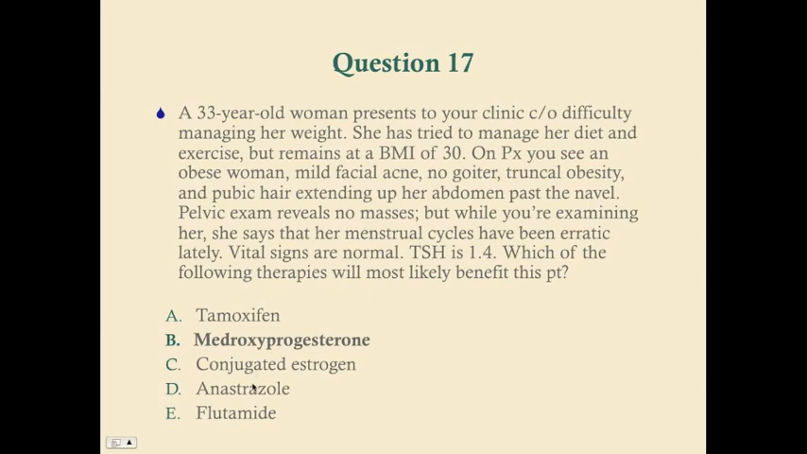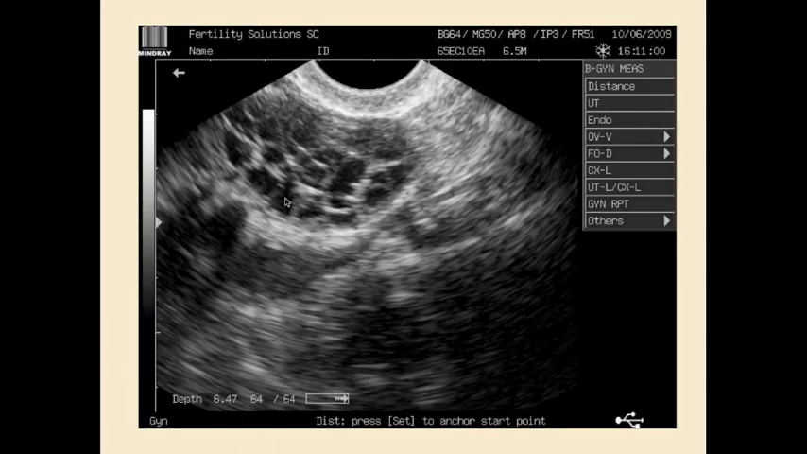What do we use in polycystic ovarian syndrome? The two best drugs are medroxyprogesterone or ethinyl estradiol. So the rest of these drugs are not appropriate for polycystic ovarian syndrome. And this would be the sonogram that would confirm polycystic ovarian syndrome. So I think the cutoff is 12 cysts that you have to see, and clearly there's more than that here. There's like almost 20 here.